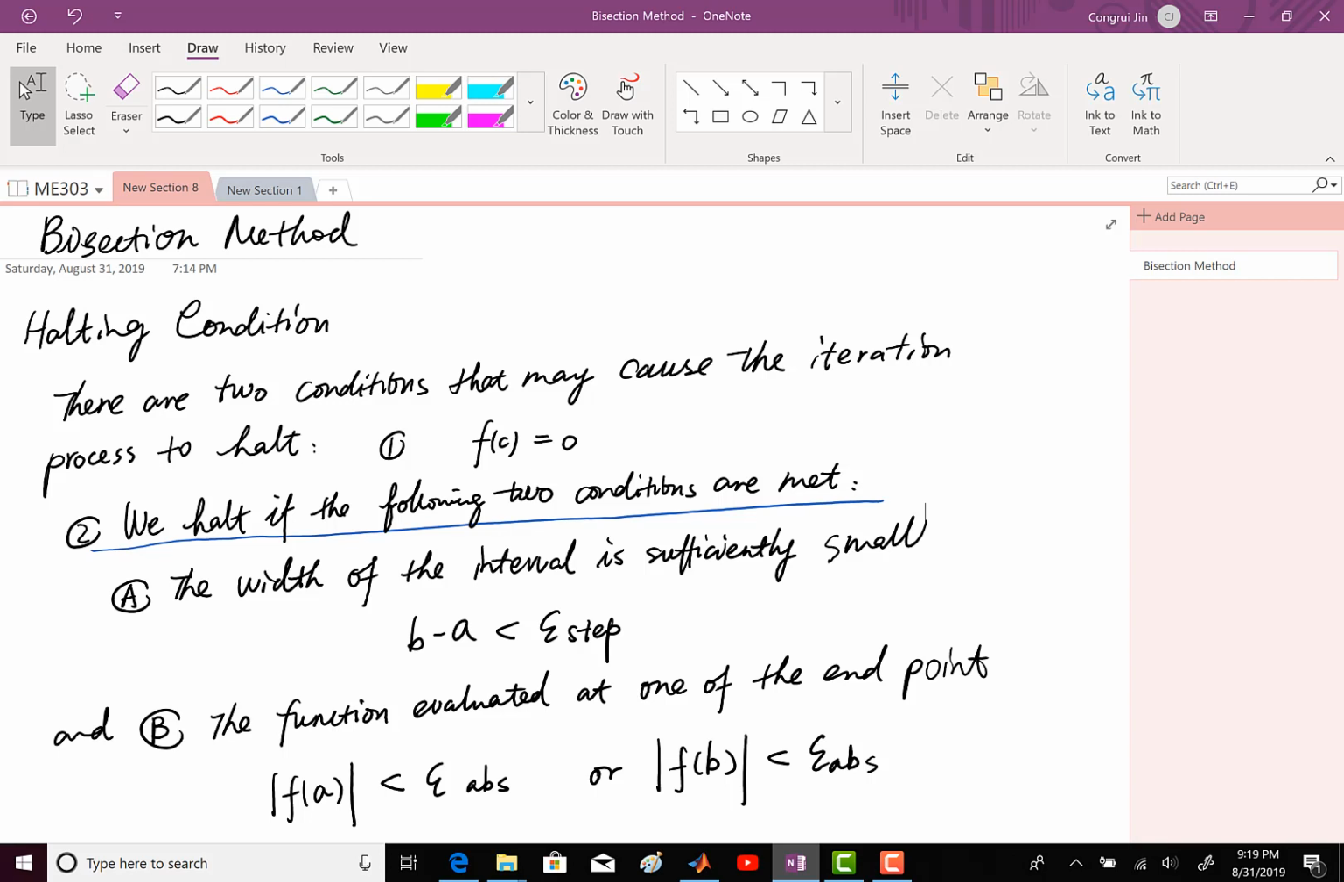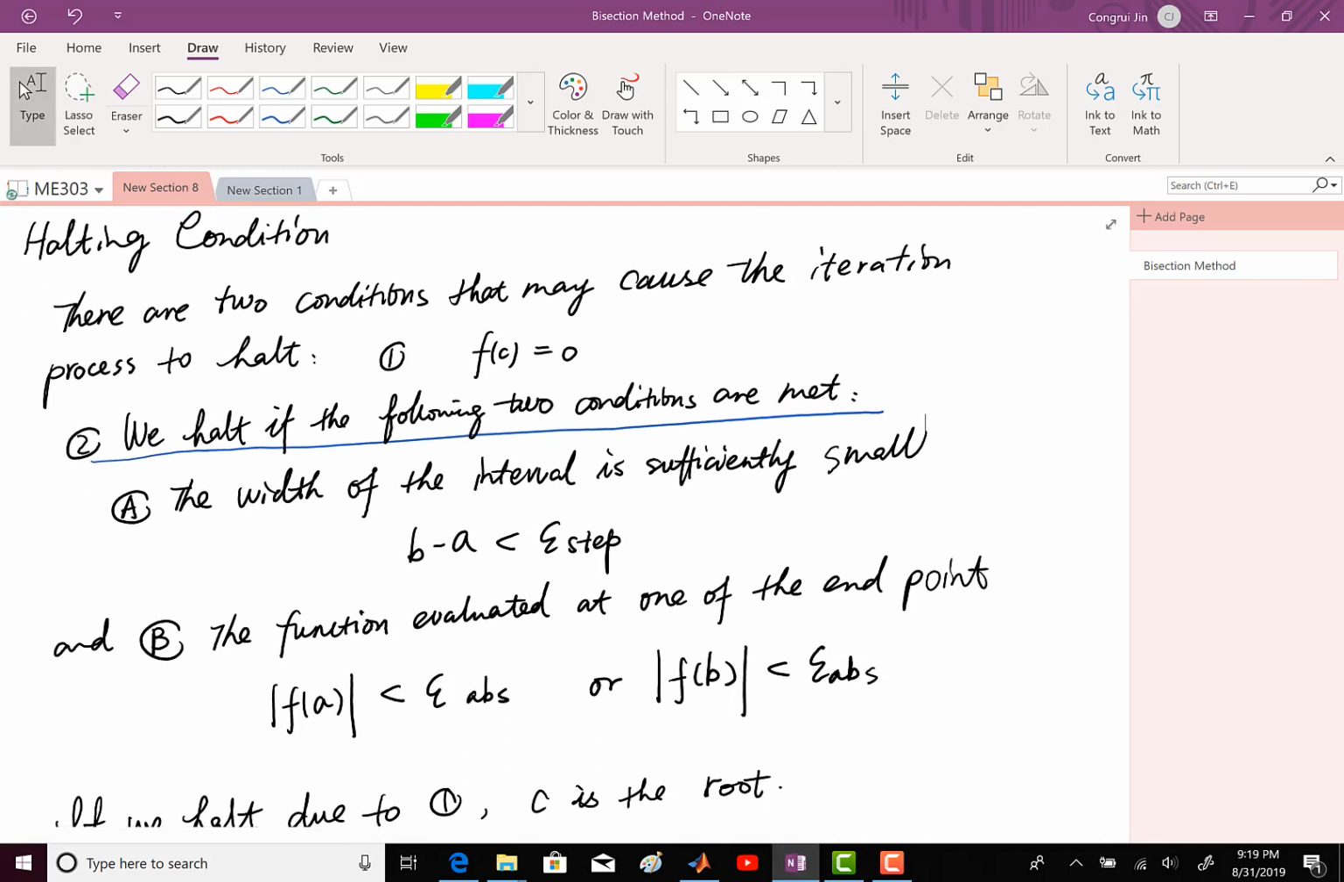And the second condition is that we halt if the following two conditions are met. Let's call them condition A and condition B. When both condition A and condition B are satisfied, then we halt. Condition A is that the width of the interval a to b is sufficiently small, which means b minus a is less than a certain value. We call this value epsilon step, which is a constant.